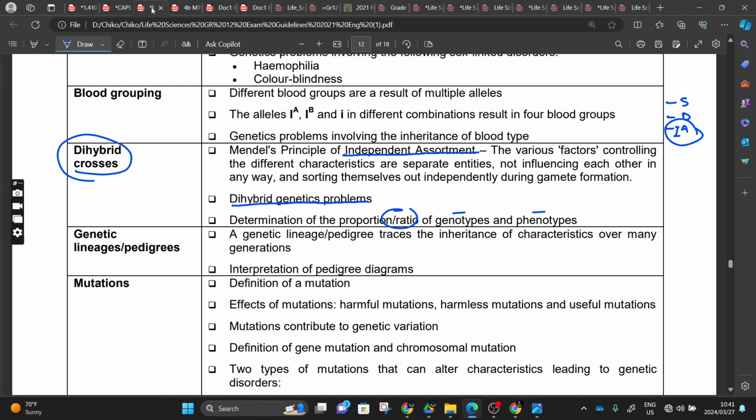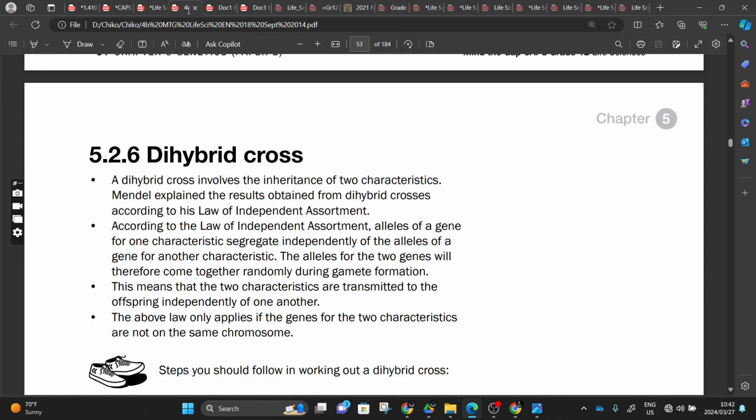Then independent assortment, you can see here in our examination guideline: the various factors controlling the different characteristics are separate entities, not influencing each other in any way, and sorting themselves out independently during gamete formation. So you see that I'm not writing anything. I want to explain this independent assortment, and then we come back and understand this statement here. Because they will be asking you, tell us about independent assortment. You must understand why two characteristics are not depending on each other. Okay, that will be that.